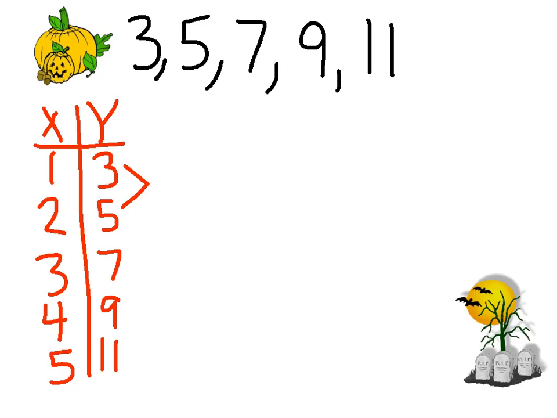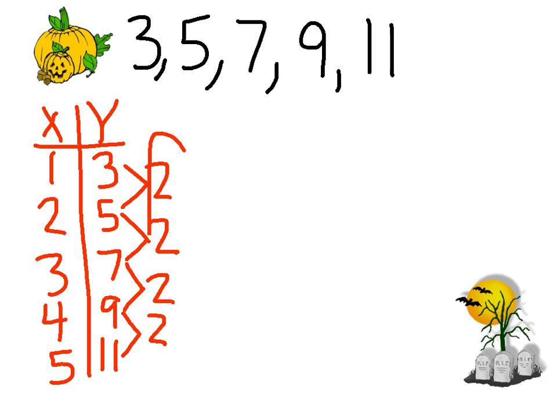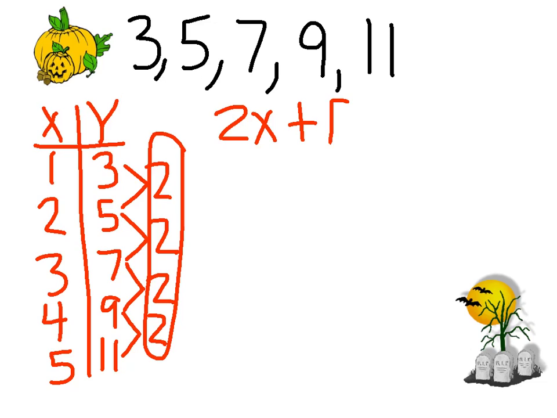So 5 minus 3 is 2. 7 minus 5 is 2. 9 minus 7 is 2. And 11 minus 9 is 2. So this number is going to be our coefficient. That's the number that goes next to the x. So we'll have 2x plus some number is equal to our y value.